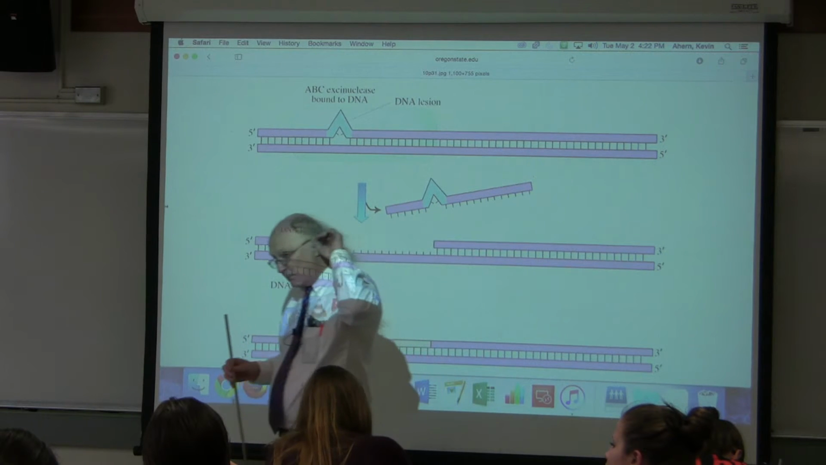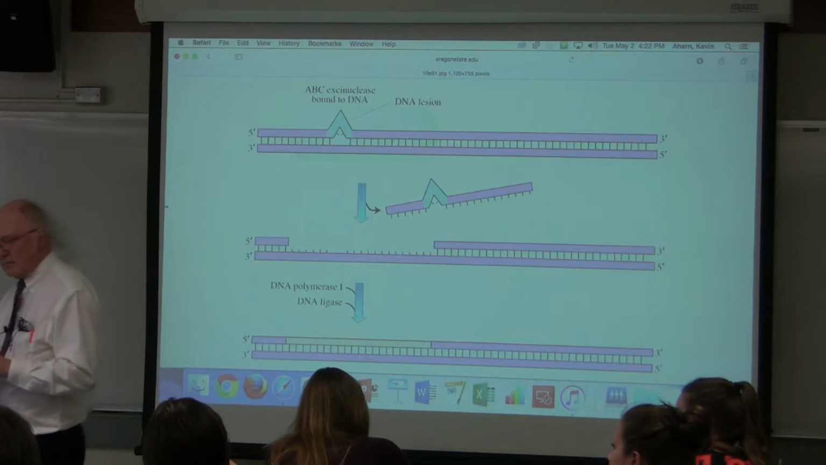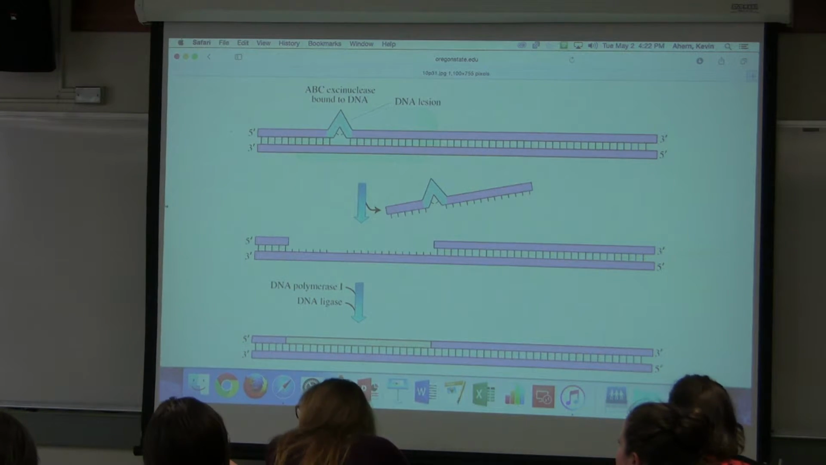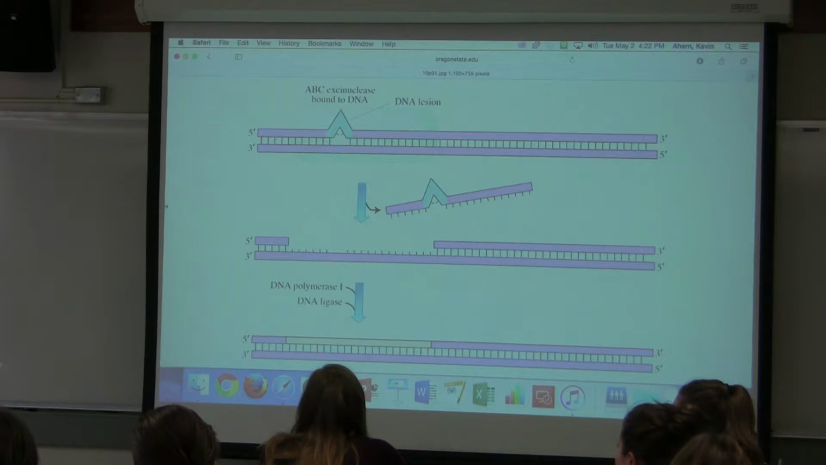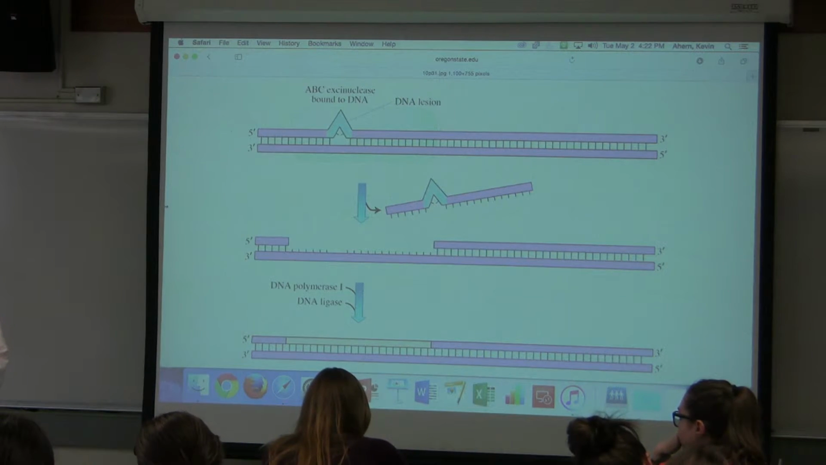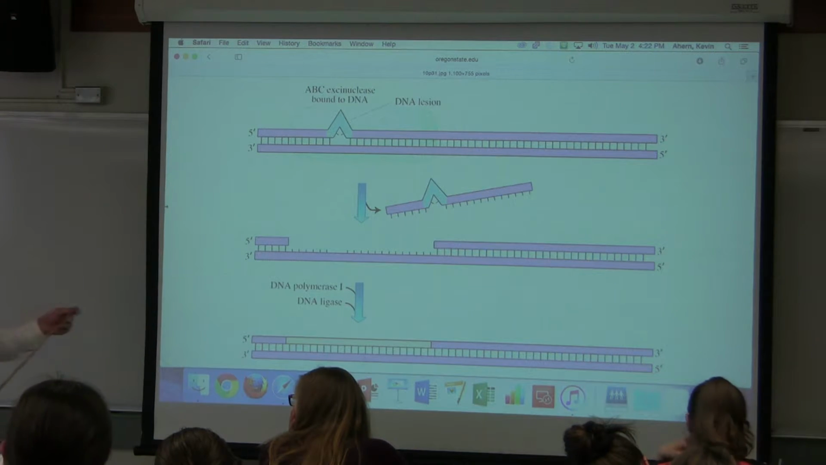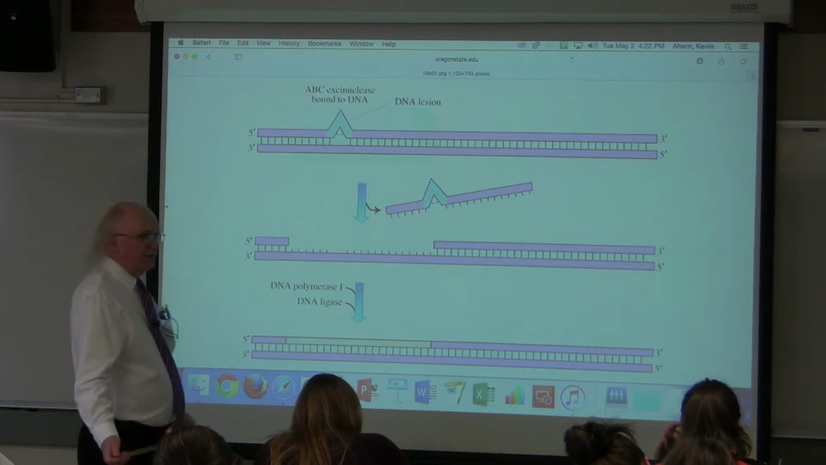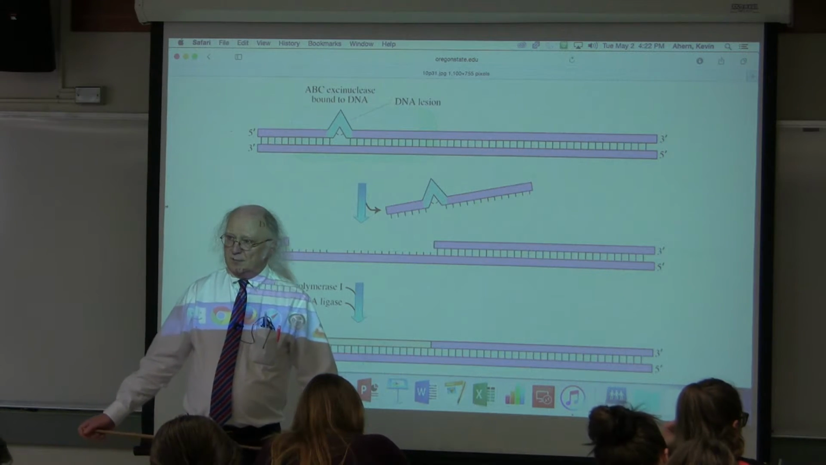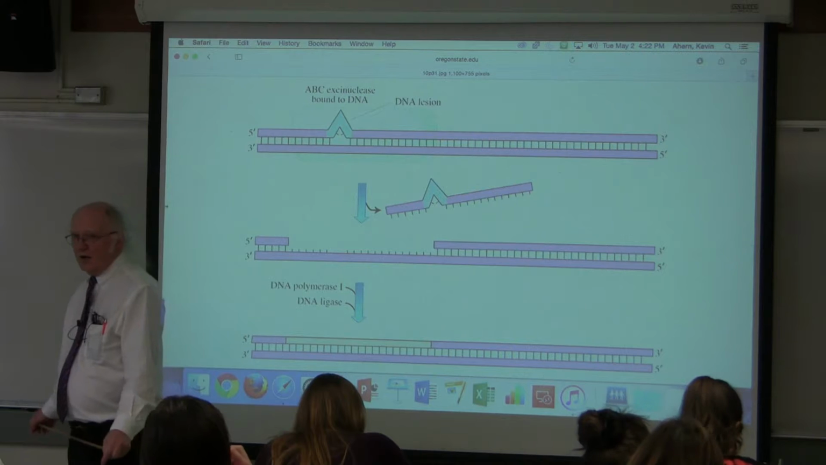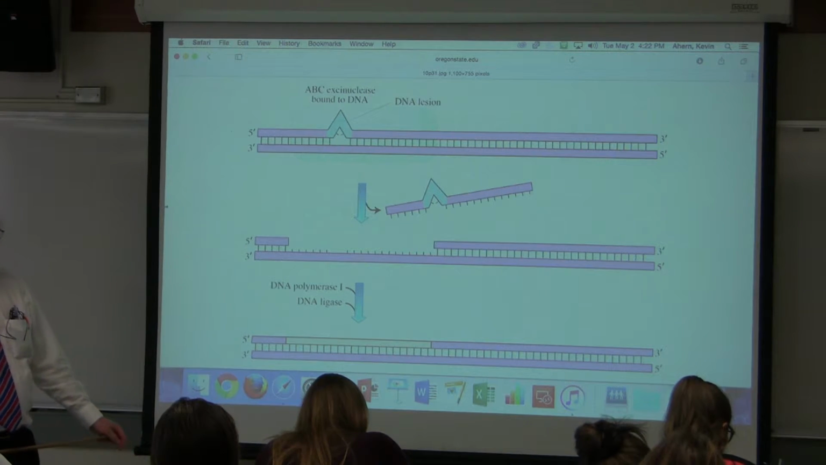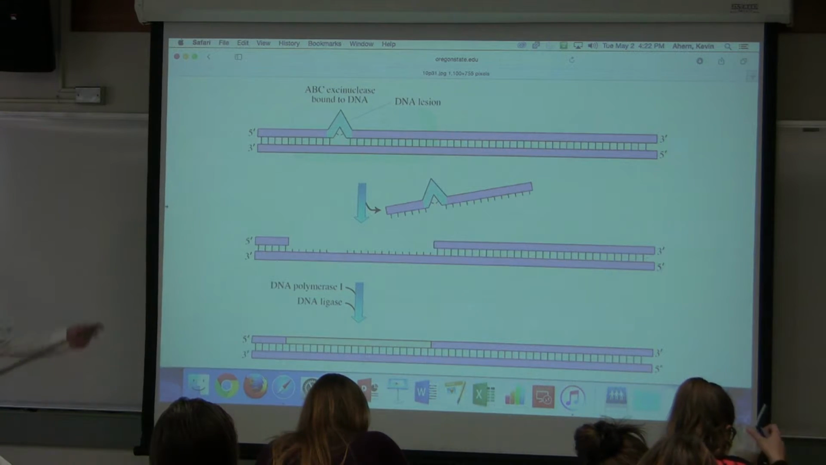Exonuclease is a part of the DNA polymerase. That's correct. So exonuclease, all right, the 3' to 5' is part of both polymerase 1 and polymerase 3. The 5' to 3', which removes the primers, is only a part of polymerase 1.